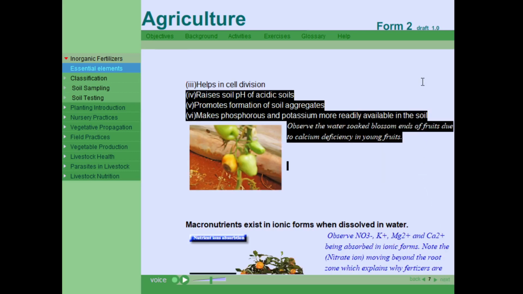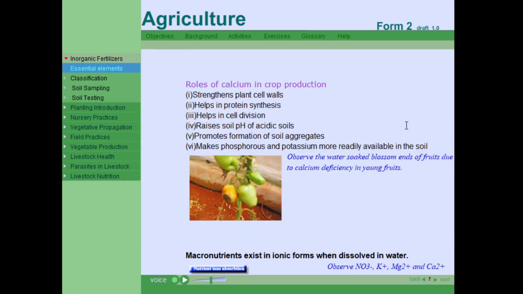Roles of calcium in crop production: strengthens plant cell walls, helps in protein synthesis, helps in cell division, raises soil pH of acidic soils, promotes formation of soil aggregates, and makes phosphorus and potassium more readily available in the soil. Observe the water-soaked blossom ends of fruits due to calcium deficiency in young fruits.